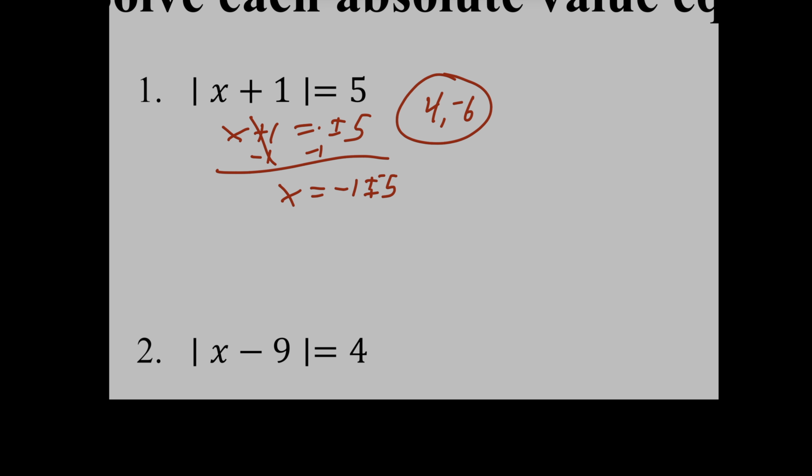Now, just to double check, if I were to plug a 4 in there, what's 4 plus 1? 5. What's the absolute value of 5? 5. What happens if I plug a negative 6 in there? Well, negative 6 plus 1 is negative 5. What's the absolute value of negative 5? It's 5. That's why we get two answers, okay? Because we need to get both a positive and a negative value of whatever expression's inside that absolute value.